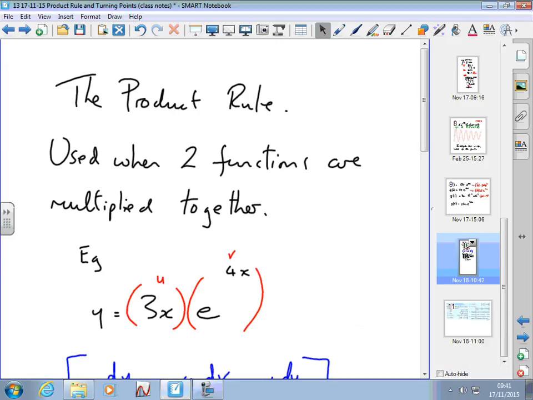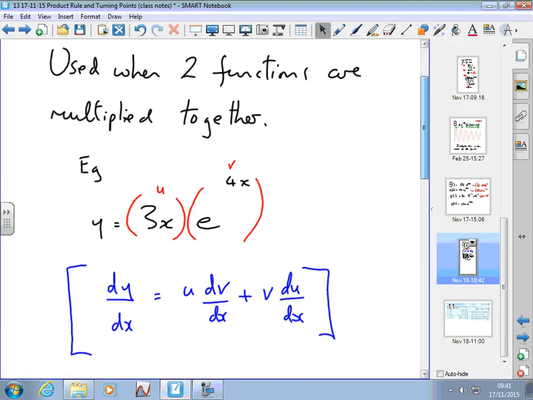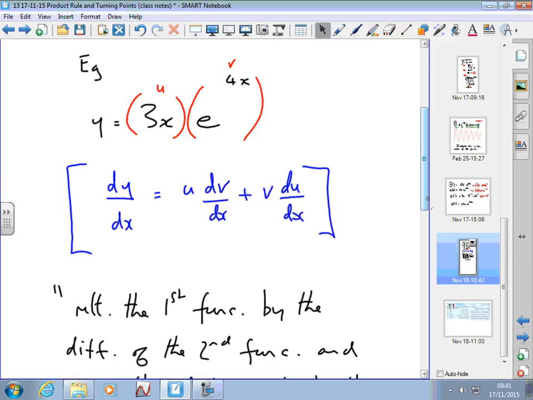So this product rule then, used when two functions are multiplied together. For example, 3x times e to the 4x. What we do is we identify the two separate functions, and that's not always straightforward, but generally is. The two separate functions, and we call one of them u and one of them v, historically.